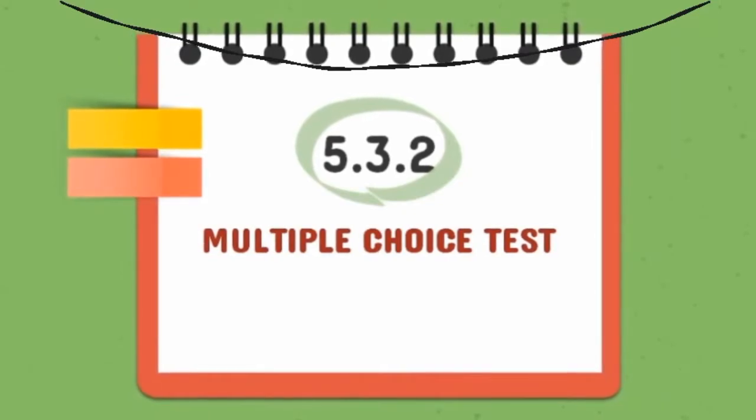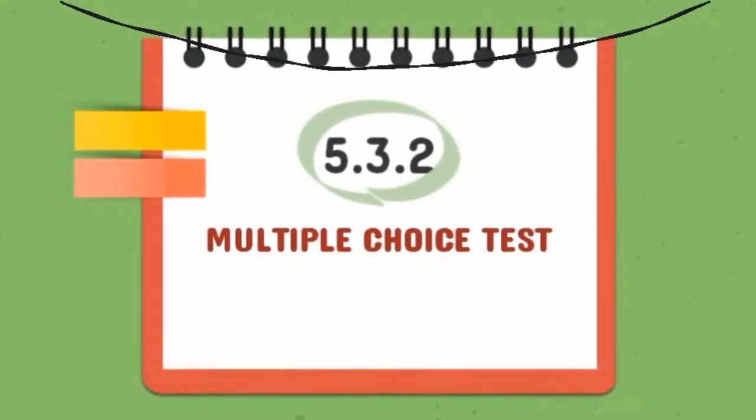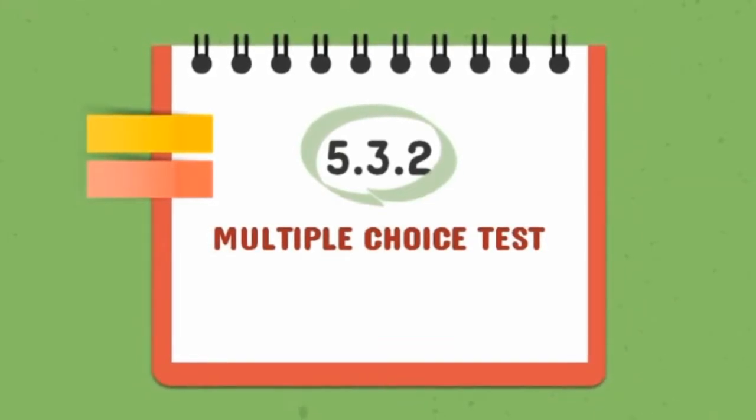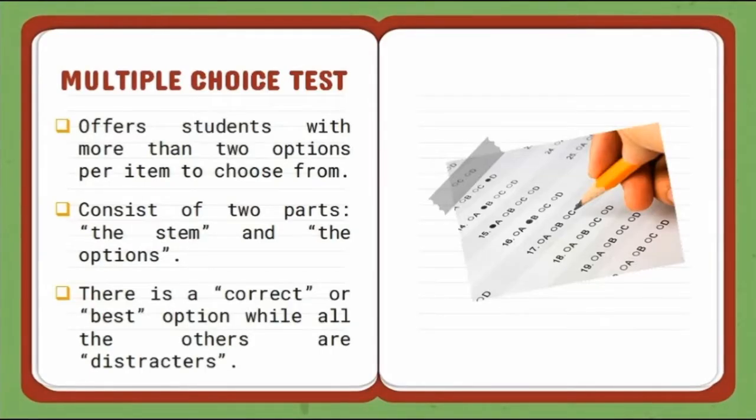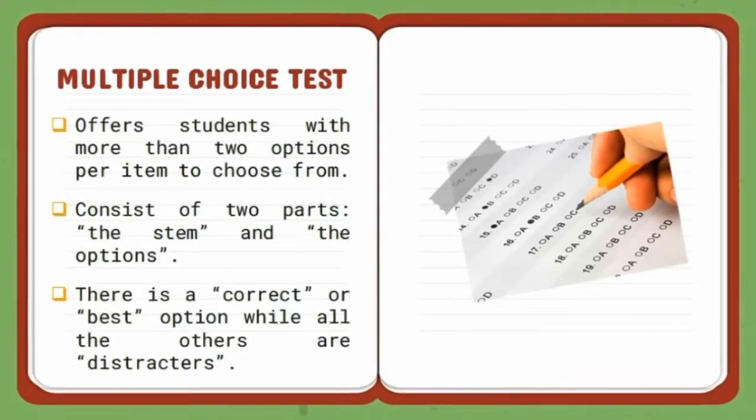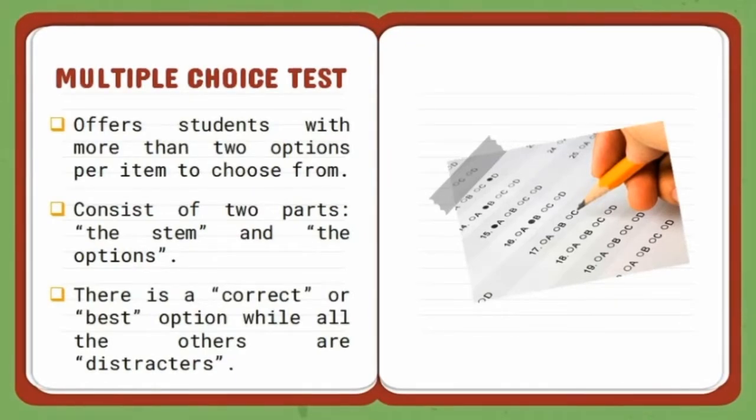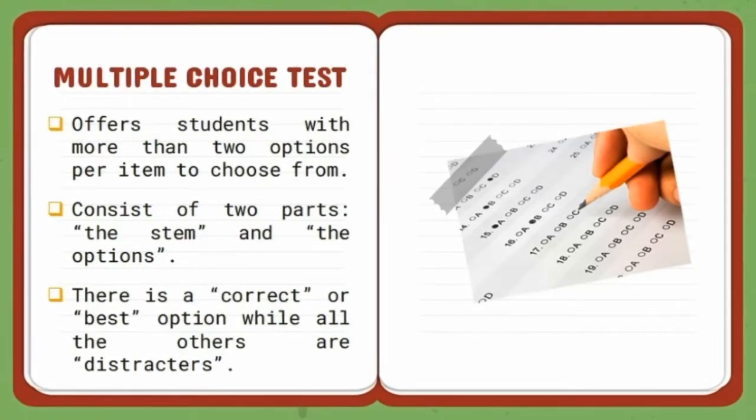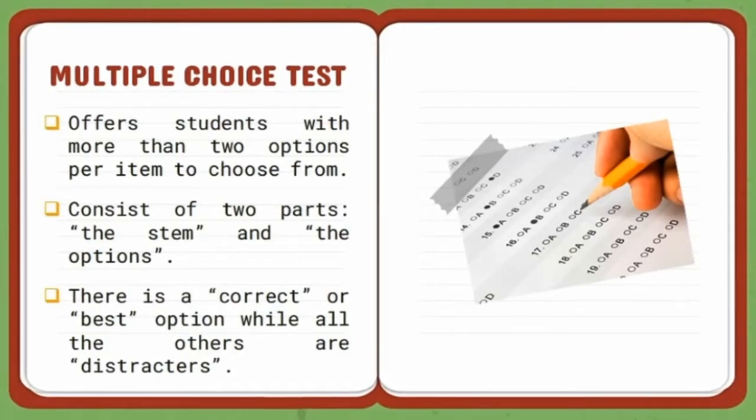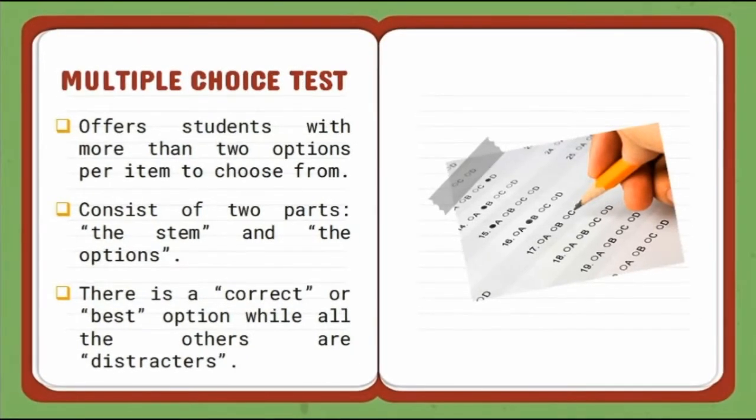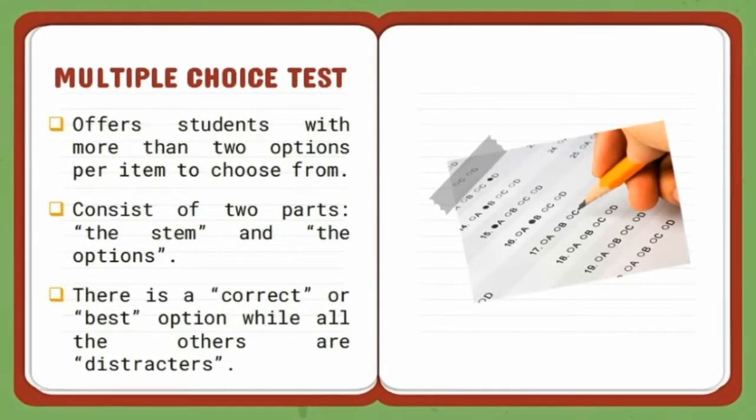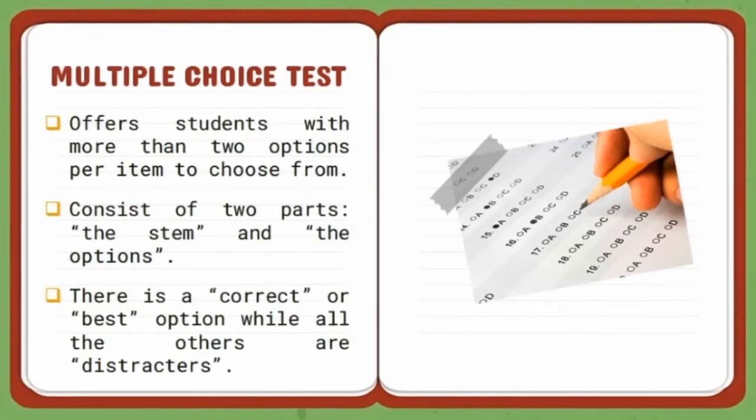Good afternoon, everyone. Today, my report is about the multiple choice test. So, what is a multiple choice test? A multiple choice test offers the students more than two options per item to choose from. It usually consists of two parts: the stem, which is the question, and the options, which are the items. In a multiple choice test, there is a correct or best option while all the others are distractors.